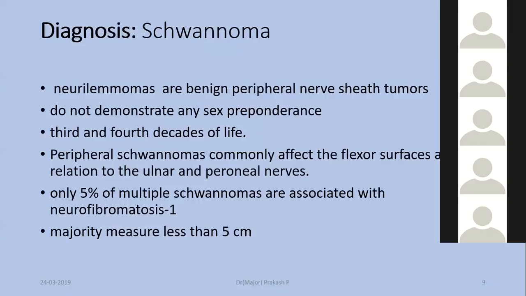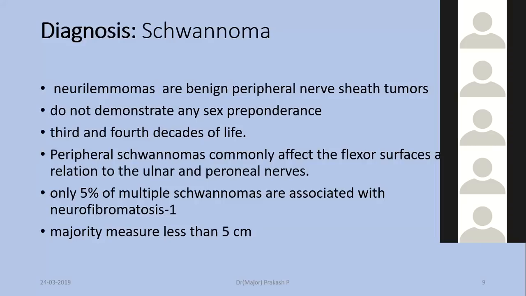Okay, having said that, what is a schwannoma? Schwannomas, also called neurilemomas, are benign peripheral nerve sheath tumors. Kindly understand the difference between a peripheral nerve sheath tumor and a central nerve sheath tumor. They have different presentations. The age and sex predilection are different for the peripheral as well as the central. The peripheral ones are normally seen in the third or fourth decades of life. They commonly affect the flexor surfaces, in relation to the ulnar or peroneal nerves. Only 5% of multiple schwannomas are associated with NF1. The majority of the lesions measure less than 5 cm.